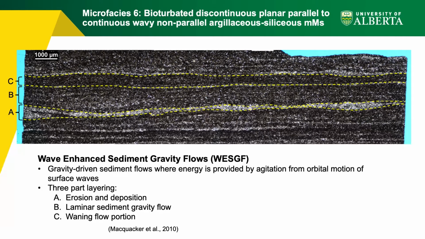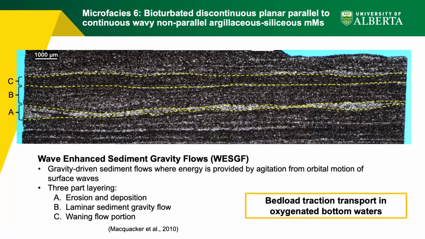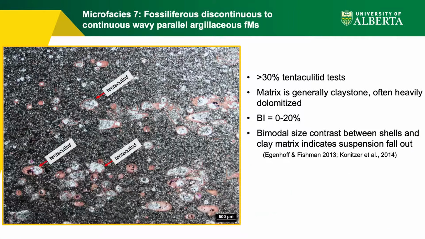In this sample, you can see the distinctive 3-part layering, starting with erosion and deposition in bed A, then planar laminae from the laminar gravity flow in bed B, and finally the homogeneous appearing fine-grained deposit from the waning end of the flow in bed C. Overall, microfacies 6 is interpreted to represent bed load traction transport under oxygenated bottom waters.